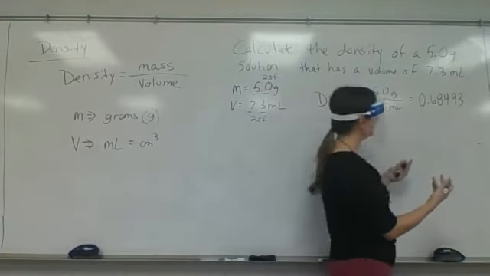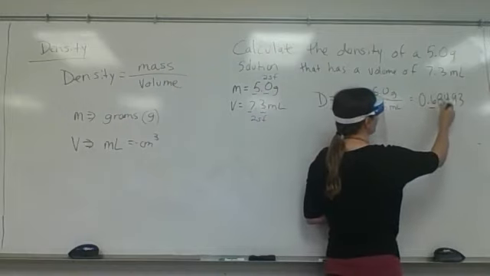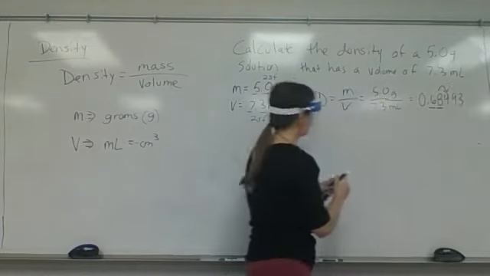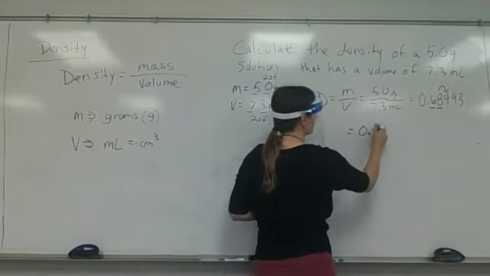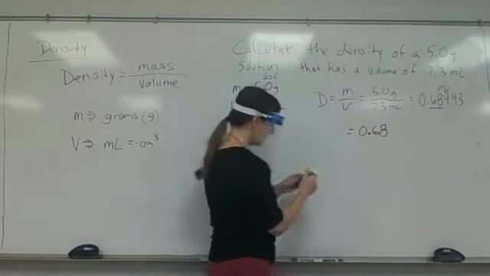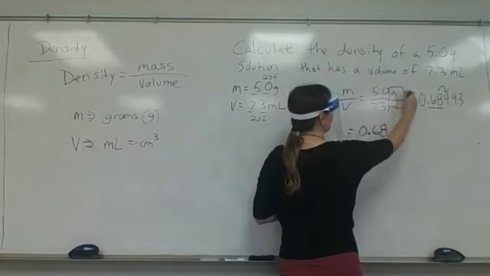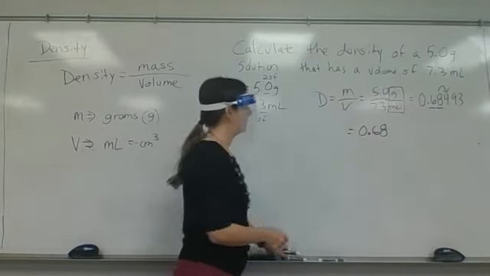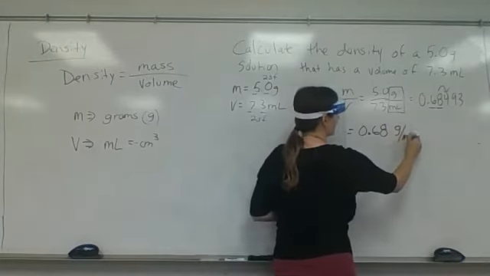So let me go over here. Where do I start counting? 6. So the 6 and the 8 will be my second. Look next to it. Does that stay an 8? Yes, it does. So we're going to get 0.68. And for the units, this is why I wrote the units in my calculation, because that is the units on density. It will be grams per milliliter.